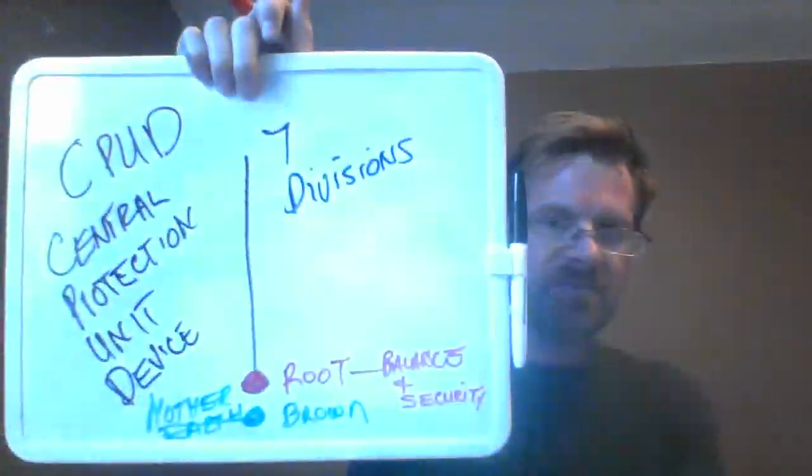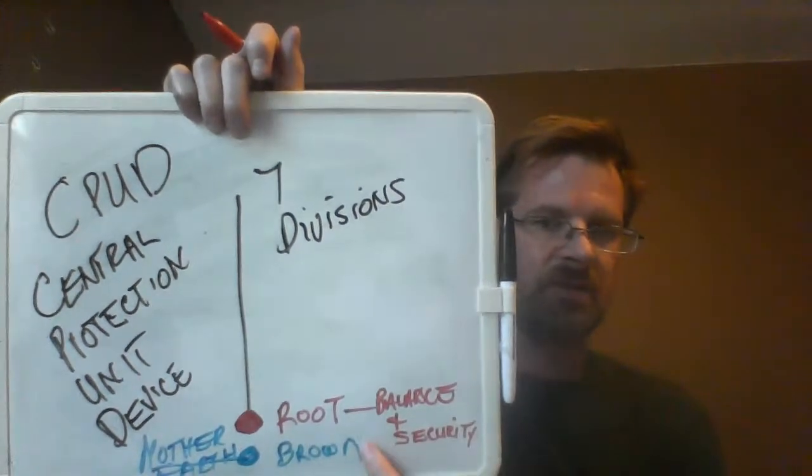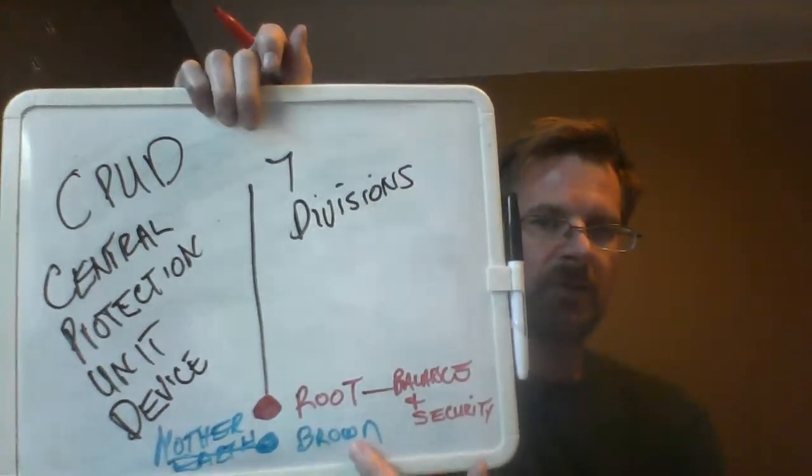So basically, let's set its division right here. Mother Earth. So happy I got my board back. So the root is balance and security. The root is balance and security. These are the two main ones that you have to understand, with Mother Earth, Mother Nature, Mother Core.